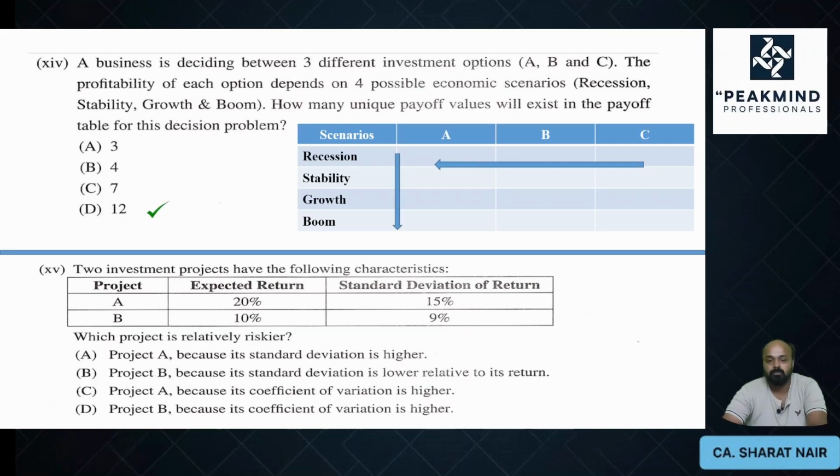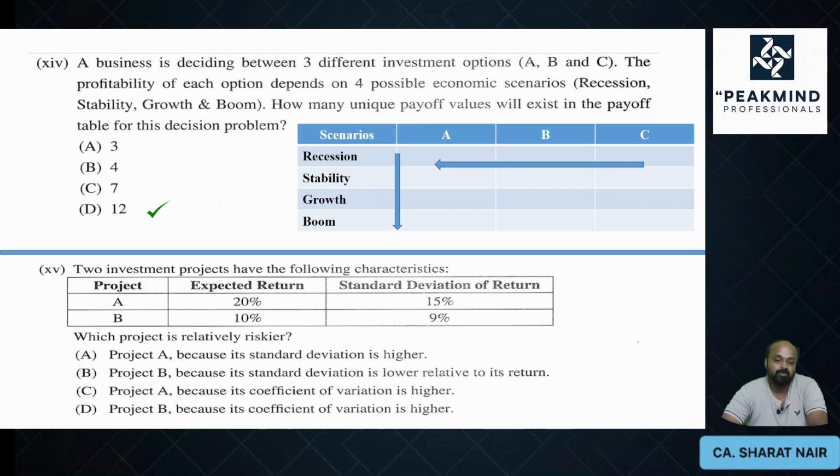Next, 2 investment projects have the following situations. They have given us the expected return as well as standard deviation for each project. Now the problem here is I can't use expected return basis or standard deviation basis because both the projects are under different cases and the baseline is not the same. In this scenario, we have to apply coefficient of variation. That is the reason this particular MCQ is important, because they are actually trying to test what is the use of coefficient of variation here.